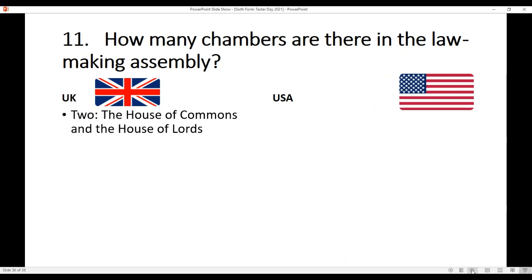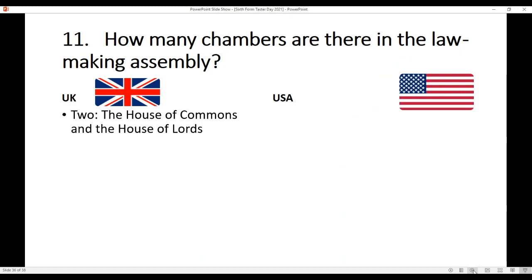In the United Kingdom, there are two chambers. So we have the House of Commons and the House of Lords. I'm sure you've heard of those before. Part of what we'll be studying is the relationship between these things, certainly on my side of the course, and why we have two chambers and what their powers are and that type of thing.